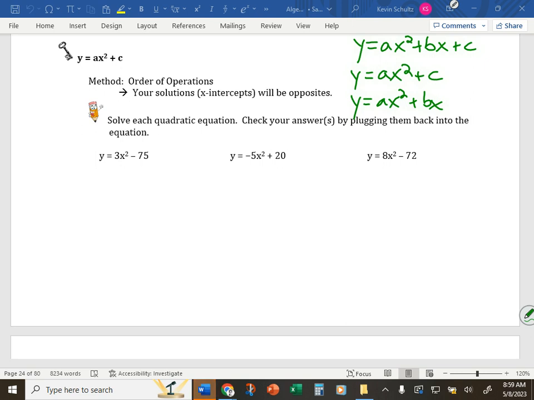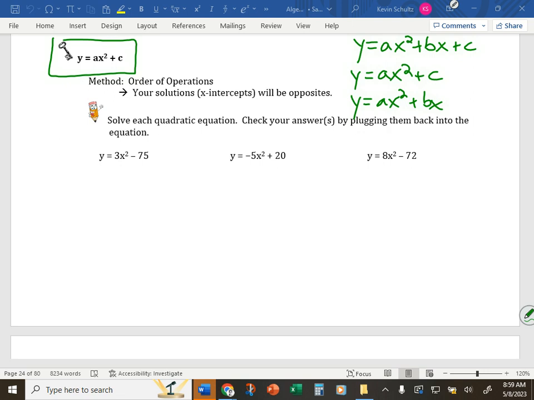It just doesn't have the c term. Okay? So because there are three different types of quadratic equations, all having the ax squared term, that's what makes them a parabola, there are three different methods that we're going to learn for solving each of them. Okay, one method for each of them. And the first one is if your equation looks like this, ax squared plus c. So there's no bx term. The method is the order of operations. We're starting with this one because it's the one you're most familiar with.